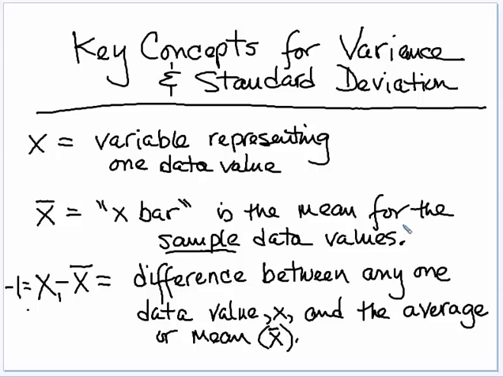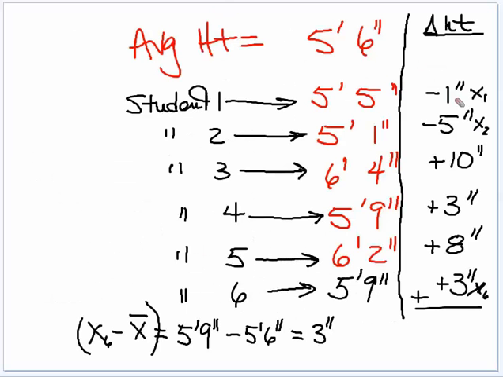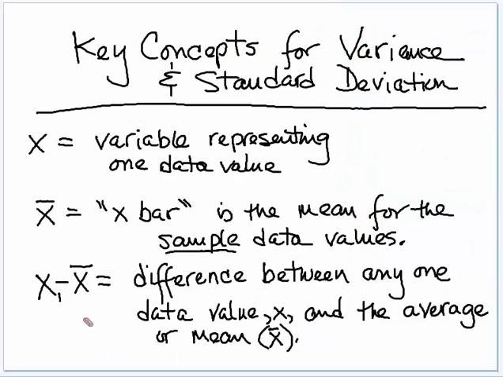And then here's an example of X1 minus X bar, and all that means is it's a specific one of the samples. And I had written -1 right there because I was using X number 1, and X number 1 was right here, just 1 inch below the average. X minus X bar is the difference between any one data value and the average or the mean.